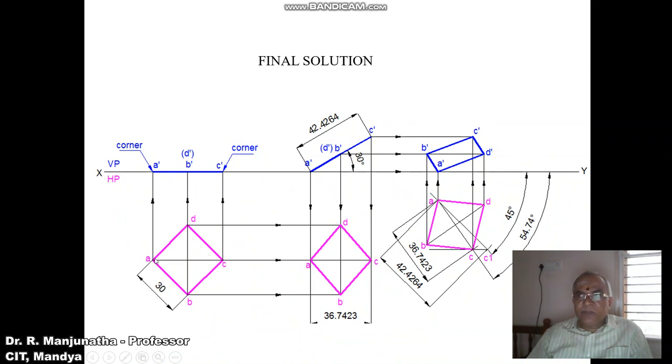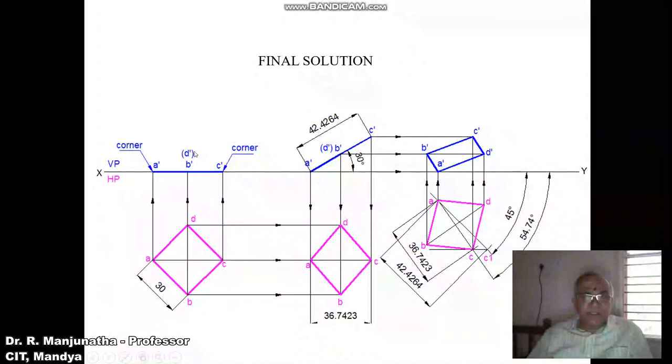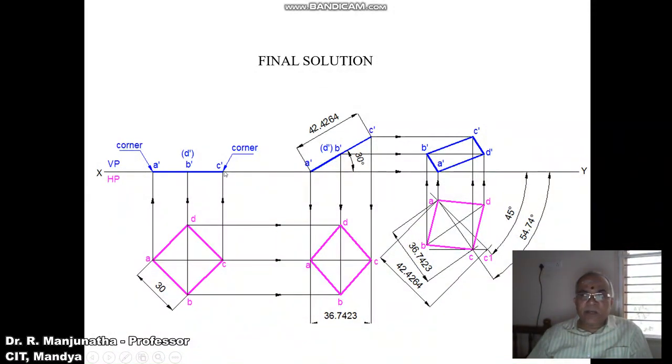Through A, again take the radius of 30 and draw an arc, and from C cut the previously drawn arc, and you will get this point D. Then join A to B, B to C, C to D, and D to A with a dark line. Then draw a vertical projector from A to the XY line, from B and D to the XY line, and from C also to the XY line. Then join B, and you mark this point as A dash. As we see from the front view, ABC is near to the observer, so A dash, B dash, C dash is visible, and D is away from the observer, so D dash becomes invisible. Join A dash to C dash with a dark line.